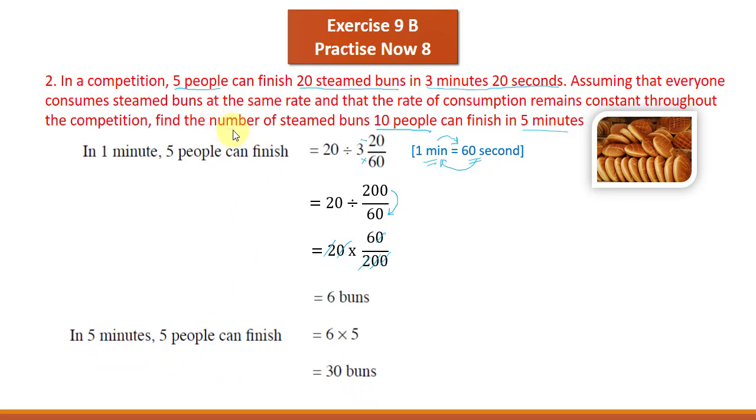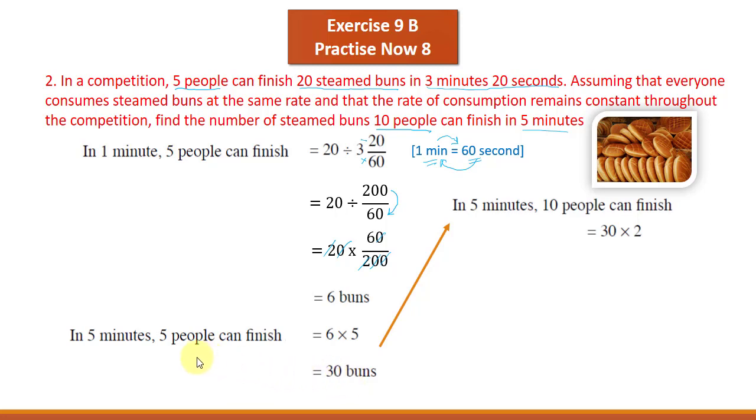Now we have to calculate the number of steam buns 10 people can finish. Now this amount is doubled. We have 5 people, and this number is doubled. There were 5 people, and now we have doubled it to 10. So we will multiply this amount by 2. So in 5 minutes 10 people can finish 30 times 2.